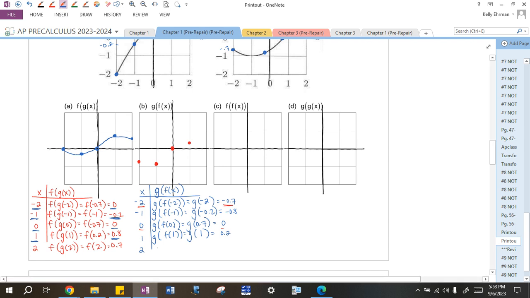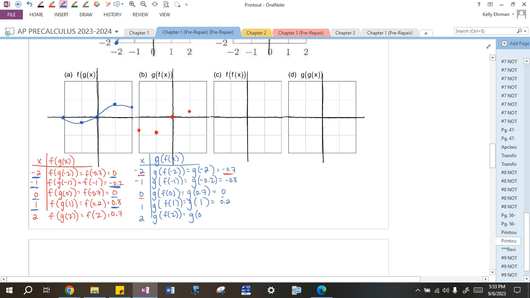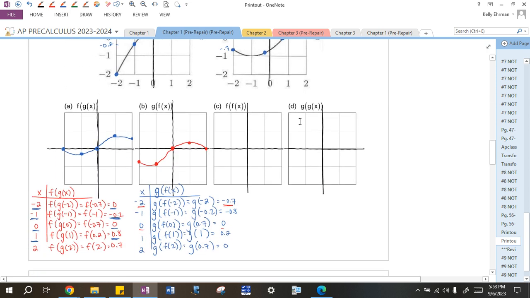And final one on this graph, g of f of 2. That's g of, what's f of 2? F of 2, let's call that 0.7 again. And we said earlier, two lines ago, we said g of 0.7 is 0. So again, connected with a smooth curve, we have something like that. Those are my first two graphs.